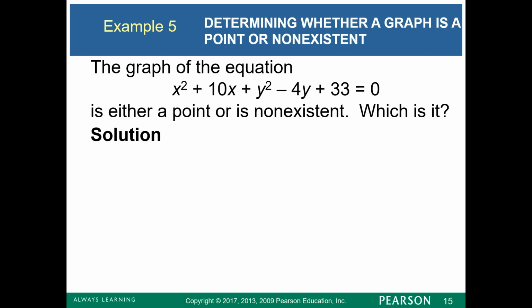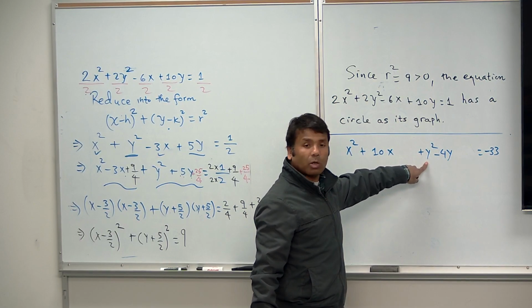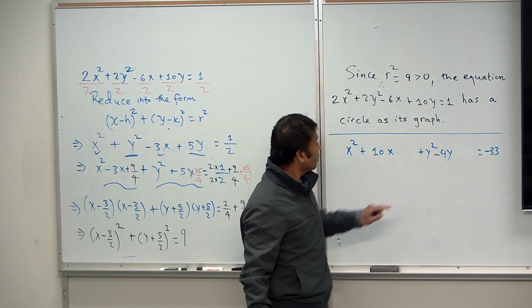Look here, guys. So what is the equation? x squared plus 10x plus y squared minus 4y plus 33 equals 0. But let me move this 33 to the right side, okay? That's going to be easy for you. So it's going to be -33. Right? Does that make sense? And then you already have coefficient of x squared 1 and coefficient of y squared 1. Right? So we don't have to make 1.